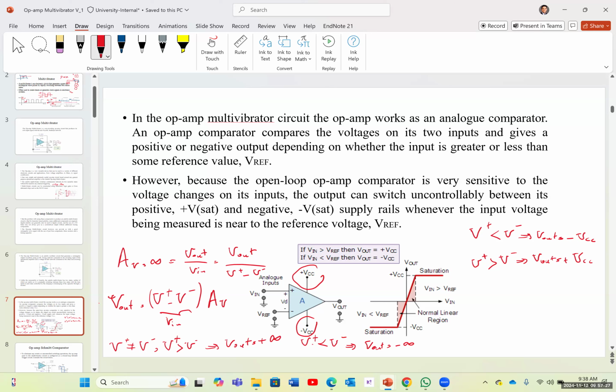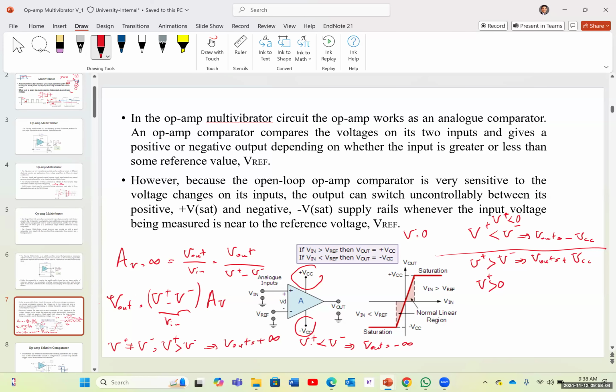We can also connect one of the inputs to the ground. That will be our reference output. For example, here, V negative is connected to ground, which is 0. Then V positive, if it's greater than 0, this is for V positive greater than 0, and this is for V positive less than 0, because V negative is 0. So if V positive is greater than 0, V output would be positive VCC. If V positive is less than 0, V output would be negative VCC.